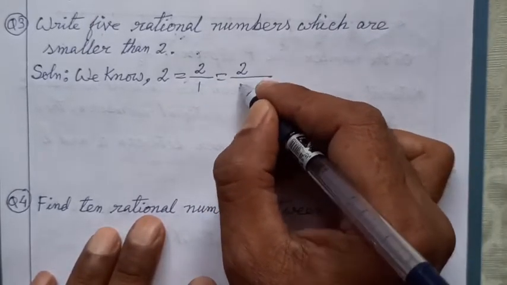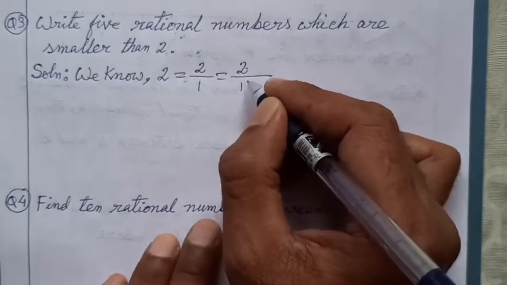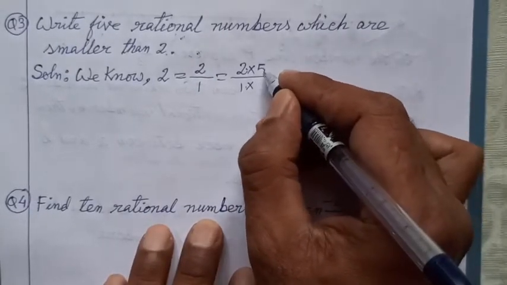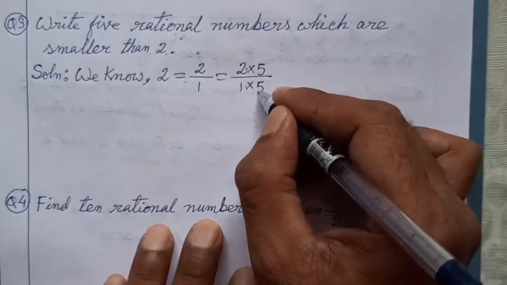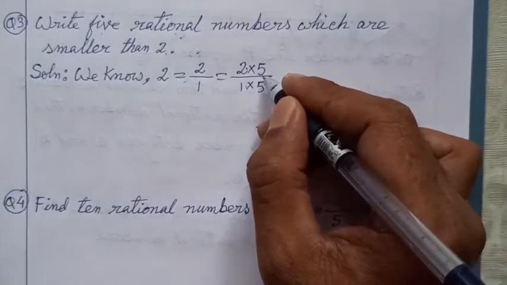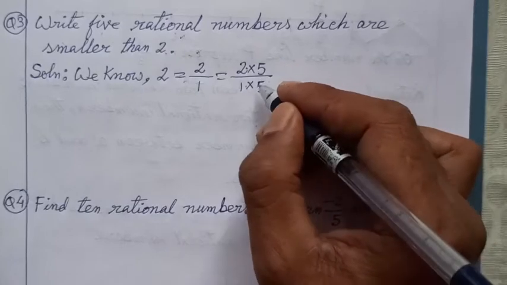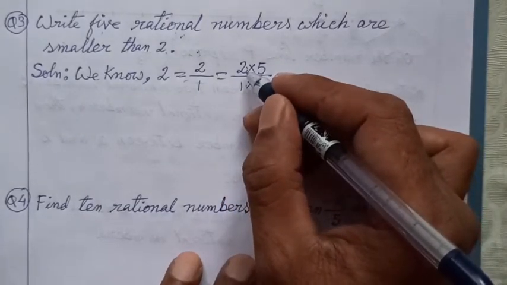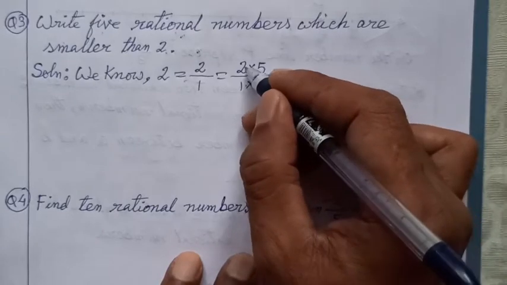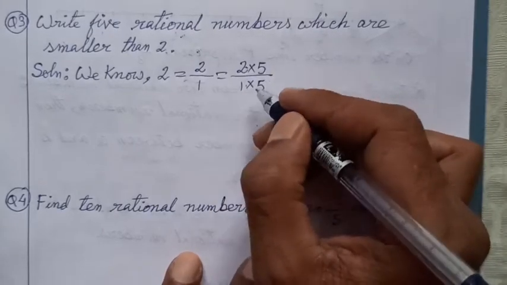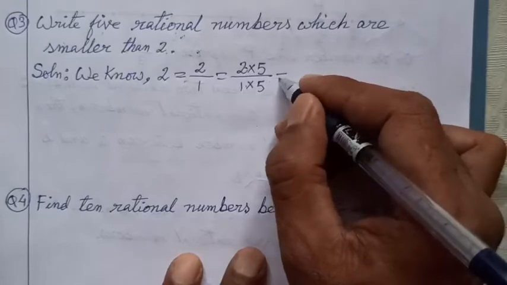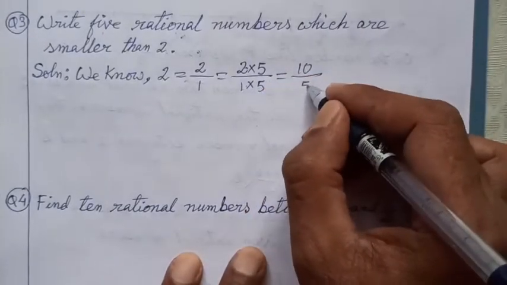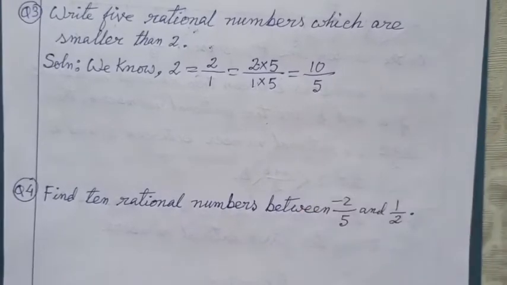Now write 2 by 1 again. Here numerator and denominator, let us multiply by the same number, that is 5. We are taking 5. If we like, we can multiply by 6 also, 7 also, 8 also, any number. You can multiply both the numerator and denominator by the same number. Here I am taking 5. 2 times 5 is 10, 1 times 5 is 5. Now 10 by 5 is what we get.